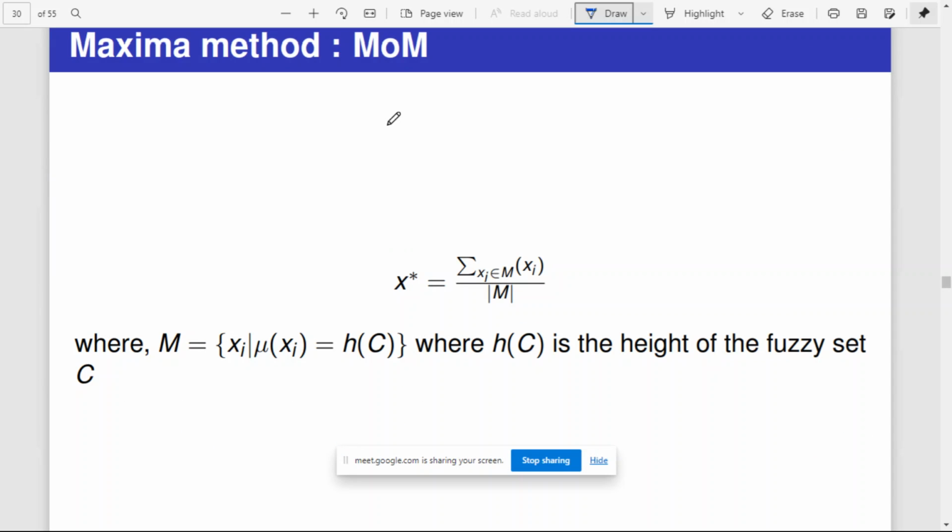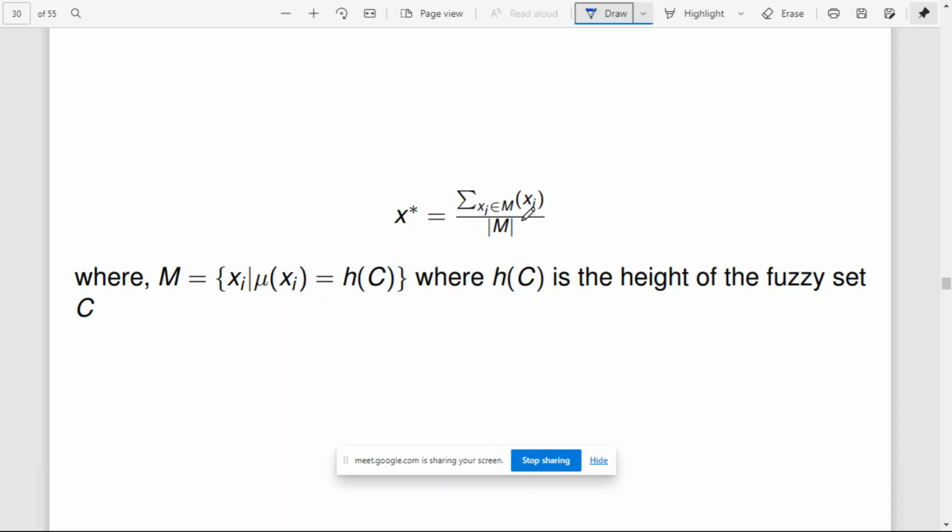The next technique is called MOM, mean of maxima. Here we take whichever x values give the maximum membership value, and we take the average of all of them. So if there are 4 x values producing the maximum membership value, then we add all of them and divide by 4.